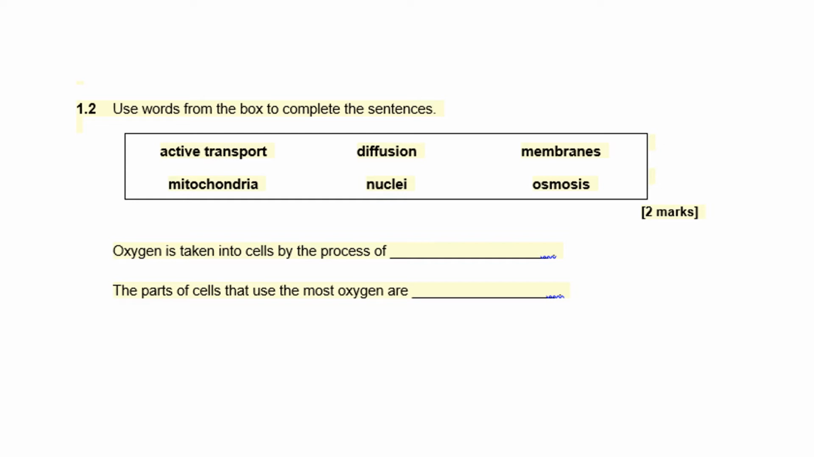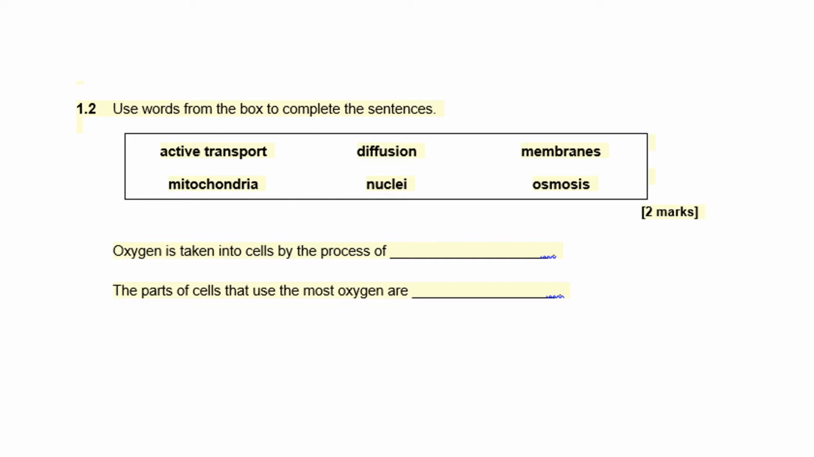As you can see, this whole thing is worth 2 marks, so you will get 1 mark if you have put diffusion. The next bit, the parts of cells that use the most oxygen are. Now this one's a little bit trickier. Hopefully from the topics we've done on respiration, that uses glucose and oxygen to make energy, we know that the answer is going to be mitochondria.